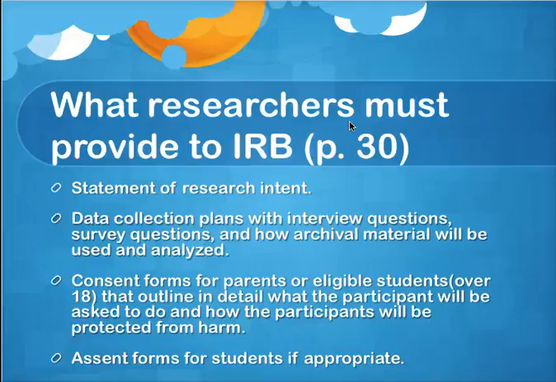You have to have consent forms for parents or eligible students over 18 that outline in detail what the participant will be asked to do and how the participants will be protected from harm. This is very important. You have to tell them what some of the risks are, and what some of the benefits are. And if students are under 18, you can also provide them with assent forms. Students cannot give consent, but they can give their assent, which means that if the parents give consent, they can say, okay, I agree to this too. Parents may consent, and students may not want to. And that's an ethical dilemma. What do you do? You don't do it, because if the students don't want to do it, then it's not going to be a good research result.